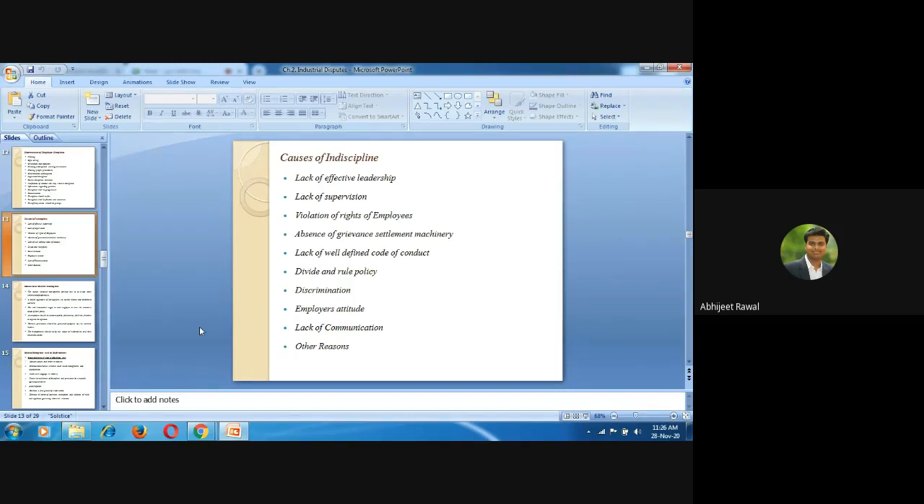Now code of conduct is very important, that is, your rules and regulations and procedures need to be well defined in a written format. The code of conduct, meaning rules and regulations formed in an organization, needs to be followed by each and every employee in an organization.